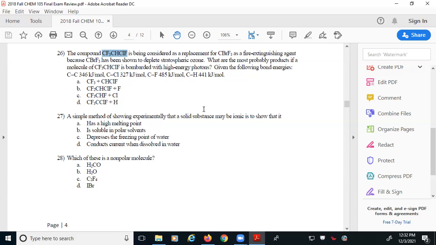So if we're going to break the C-Cl bond, what's going to be left over? Well, Cl is going to be broken off. What's left? CF3CH and F. The thing that you have to remember is that this is an organic compound. Those carbons are going to be linked together.